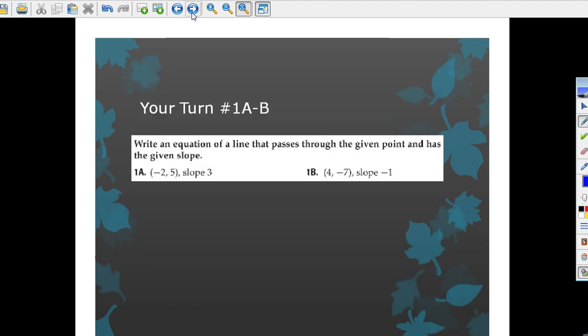So here's your turn, 1a and 1b. Write an equation of a line that passes through the given point and has the given slope. You want your answer to look like y = mx + b. Just like we did in the previous example, you put your slope for m, your x as -2, and 5 for y. Find out what b is, and then rewrite your answer in slope-intercept form. Go ahead and do 1a and 1b, and when you're done, come back.